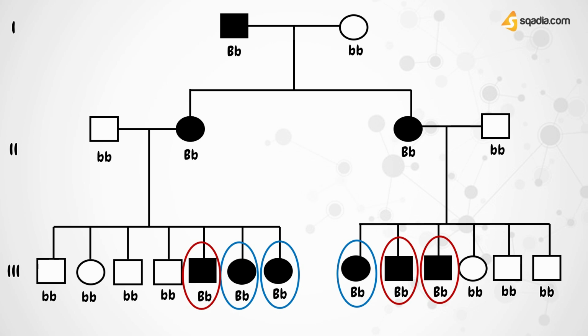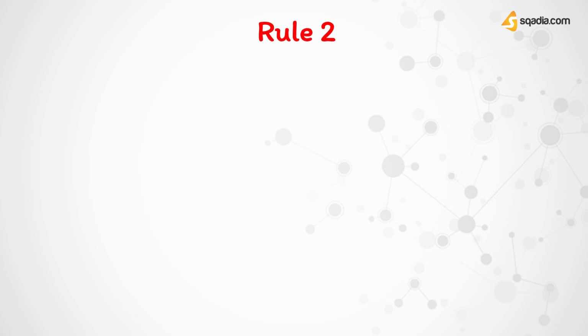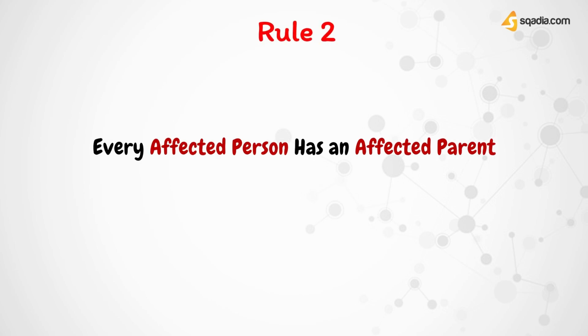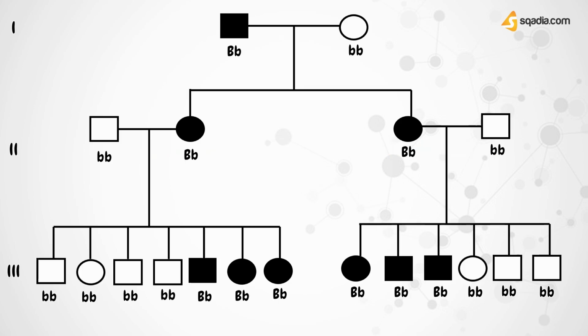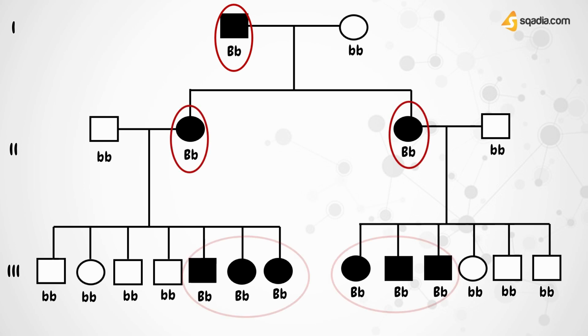Moving towards second rule for autosomal dominant inheritance. Every affected person has an affected parent. As in pedigree, you can see this is affected parent. His both daughters are affected. His third generation is also affected.